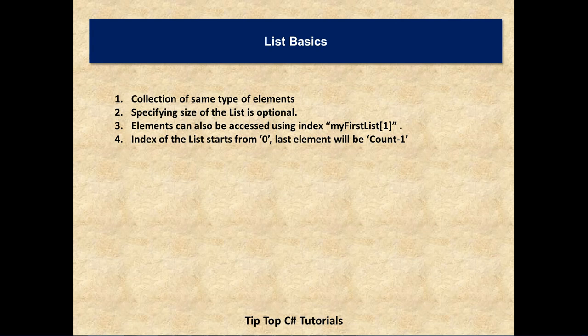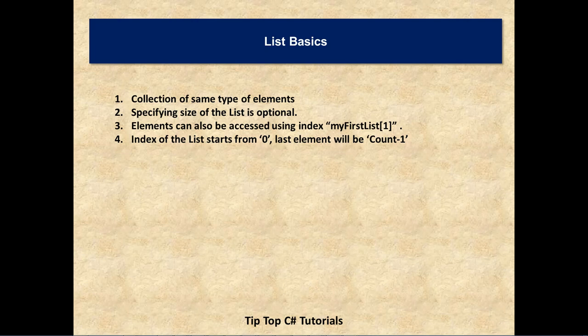You can imagine list as a dynamic array. The size of the list increases as you keep on adding elements. And list is also a collection of the same type of elements. Specifying the size of the list at the time of initialization is optional because the size will increase as you keep on adding elements. Elements can also be accessed using index, like my first list, as you do in case of array. The index of the list starts from 0. The last element will be count minus 1. Remember that in case of array, it will be length minus 1.